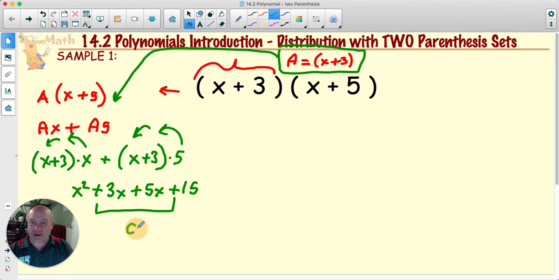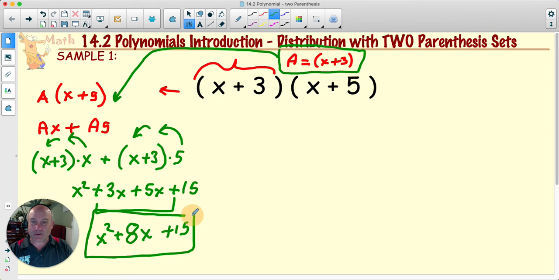Okay, we have 8 x's here. And we have 1 x squared. And we have 15 constants. That gives us the end. That would be the answer. Okay, now go on to sample 2.